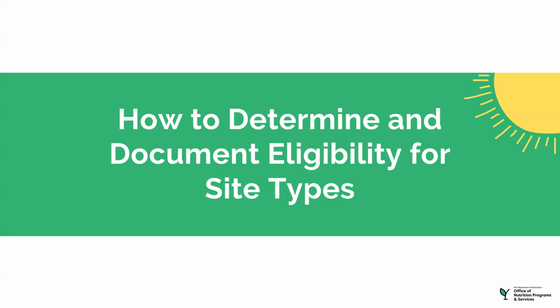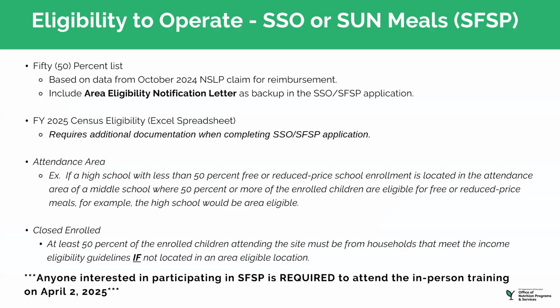So now we will talk about how a school can document that they are eligible to operate SFSP or SSO. And like I said earlier, both programs have similar, if not identical, ways to qualify to operate. So to make it a little easier for a school to determine if they are eligible to operate SSO or SFSP, our office has two different documents that can be referenced.